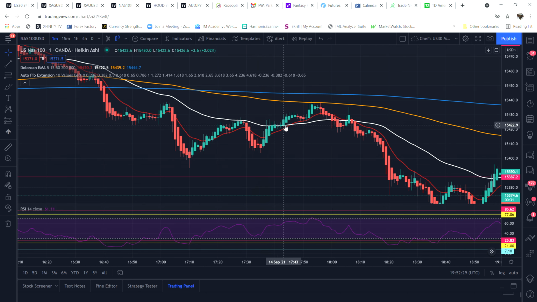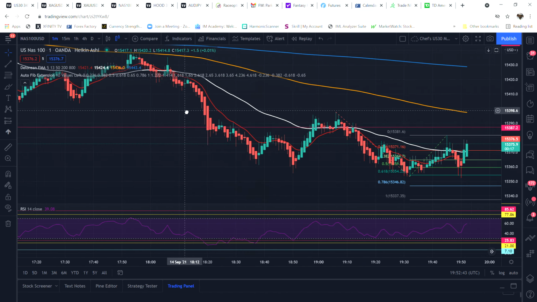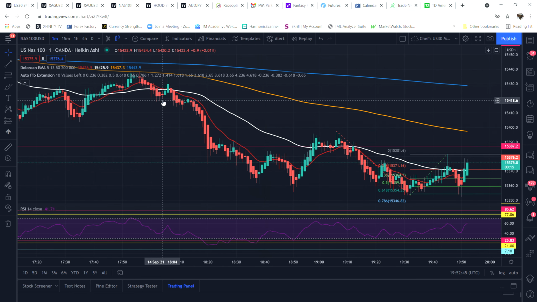Did this third candle open above? 1, 2, 3. Yes, it did. So guess what it did? It bought up to the 200. Did this third candle open below? 1, 2, 3. Yes, it did. So what did it do? It sold all the way down, right? The third candle now. One, two, three, right here.